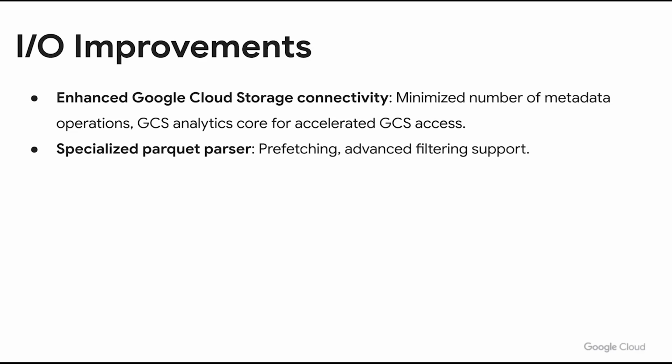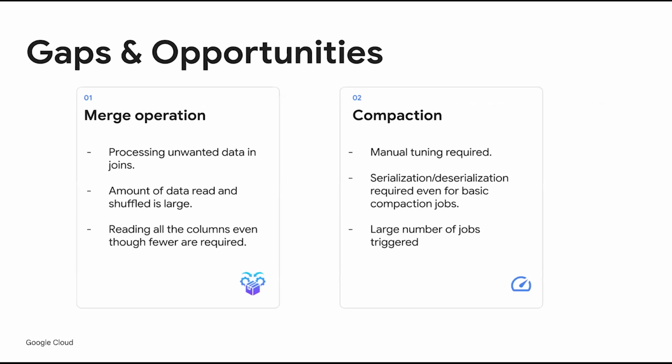Next, on the Parquet layer as well, we have built a specialized Parquet parser, which is able to do prefetching and advanced filtering to reduce the number of row groups that it needs to read. And also it reduces the amount of redundant metadata calls that you will normally be doing with open source Parquet. So I'll invite Hemant to talk about some of the gaps and opportunities that we are currently working on improving.